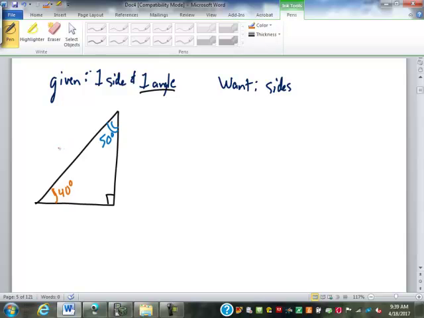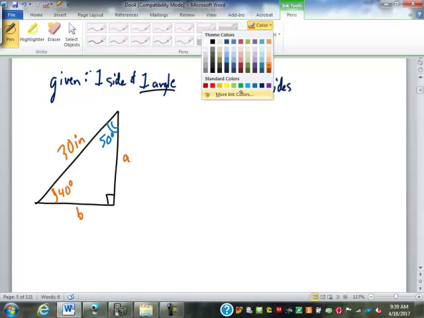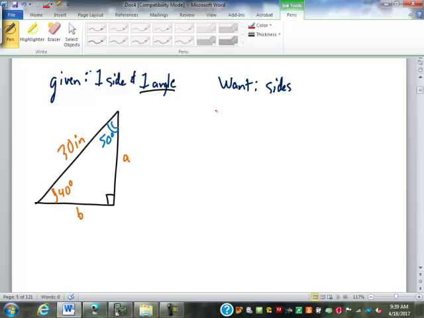If I give you that this is 30 inches, and I want to find A and B here, I look at the angle I'm given. 40 was the angle I was given, so I'm going to be looking at this angle. That's the angle I'm going to use. Now I need to identify the parts of the triangle, the opposite, the adjacent, the hypotenuse, according to that angle. Well, the easy one to find is always the hypotenuse. What's the hypotenuse here? 30 is the hypotenuse.